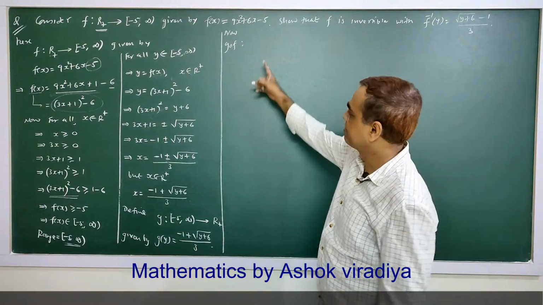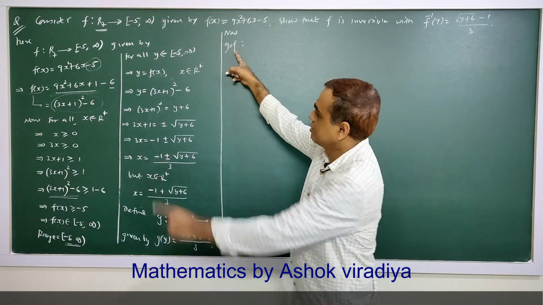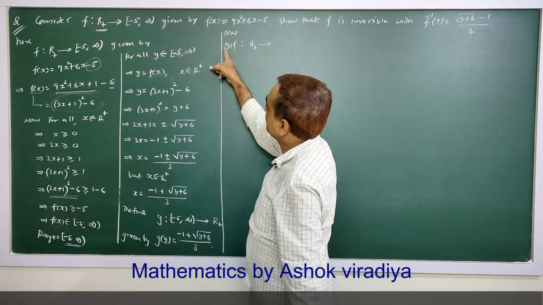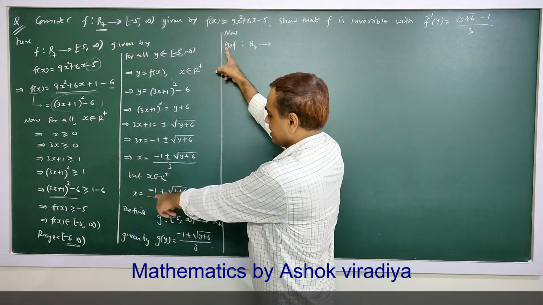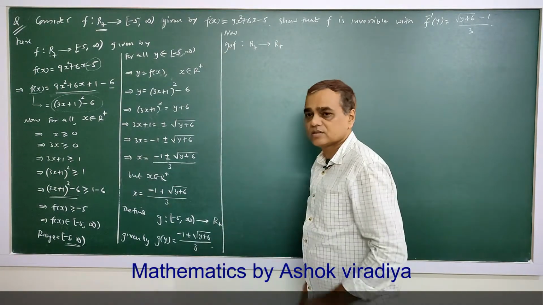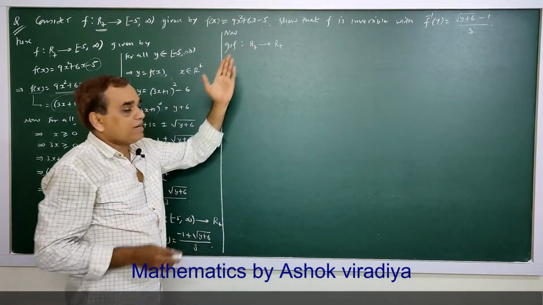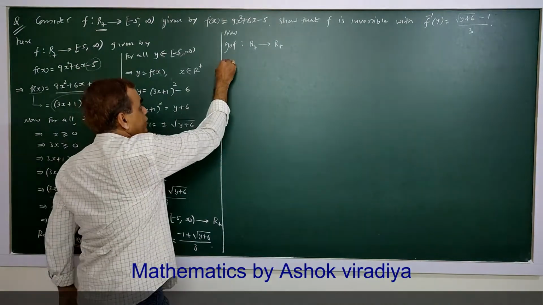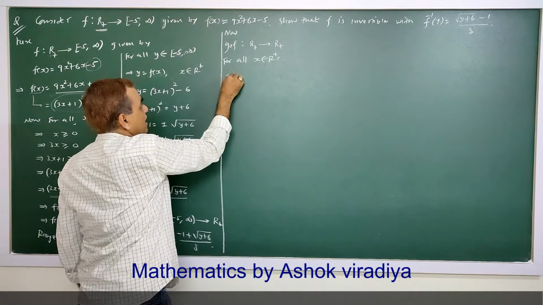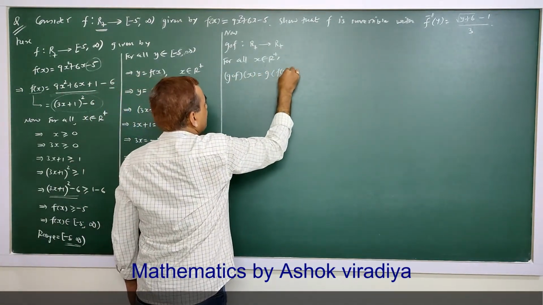When finding GOF, we take the domain of the first function. What is the domain of the first function? R plus. The codomain of the second function is here, R plus. So G of f will take values from R plus. So for all x belonging to R plus, G of f of x equals G of f(x).